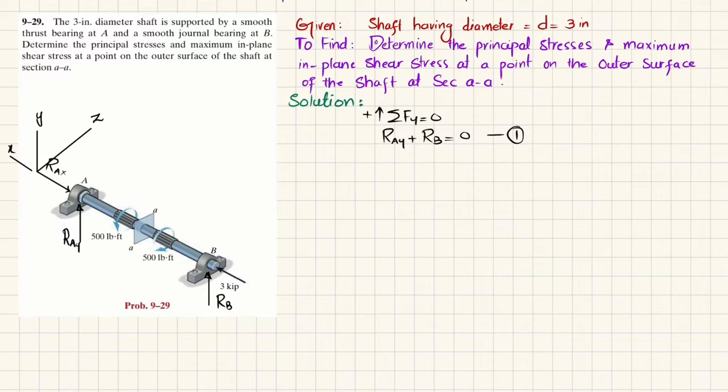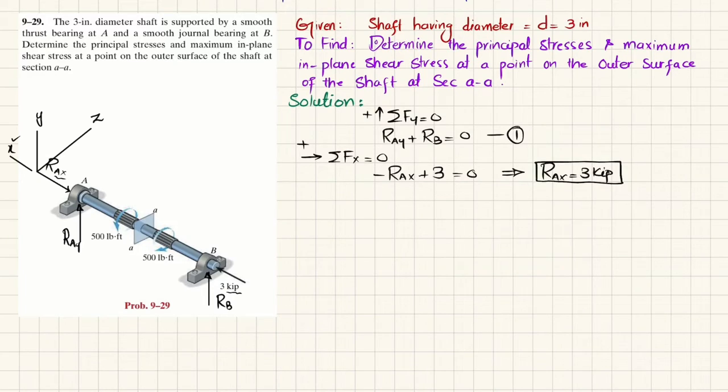Now we'll apply another equation of equilibrium, that the sum of all forces along the horizontal direction must be equal to 0, and force in this direction is taken as positive. So horizontally we have 3 kips and RAX. So minus RAX, because that is opposite to this x, plus 3 kips is equal to 0. So it means that RAX is equal to 3 kips.